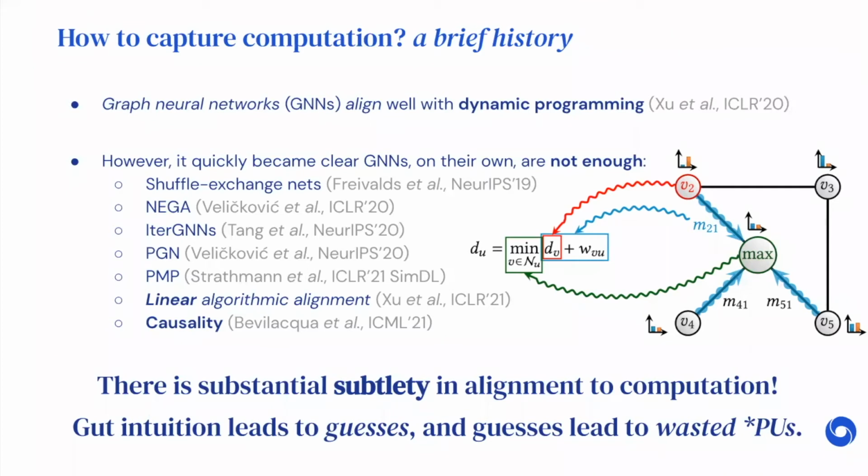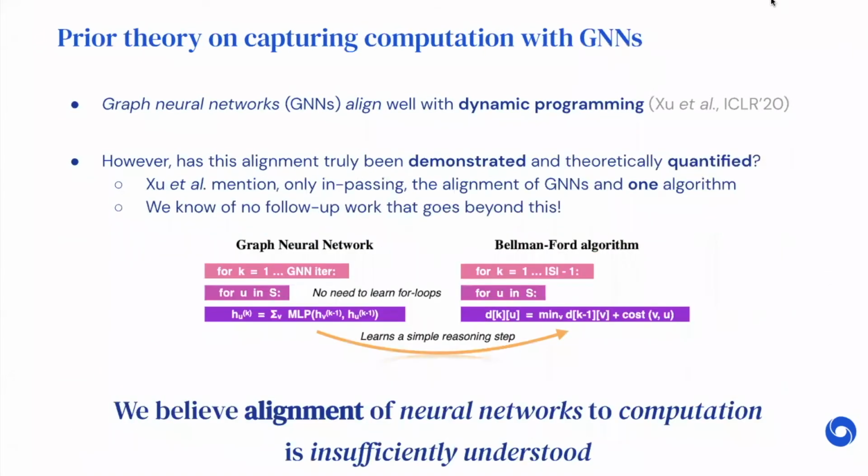So maybe if we try to strengthen our theoretical foundations, we might also reduce the amount of guesswork in all of these related works in the area that explore different tiny variants, right? And okay, so let's see what the state of the art of the theory looks like, actually. So as I said, the presumption on which we prop up this exploration of GNNs to capture computation is the idea that GNNs align well with dynamic programming.